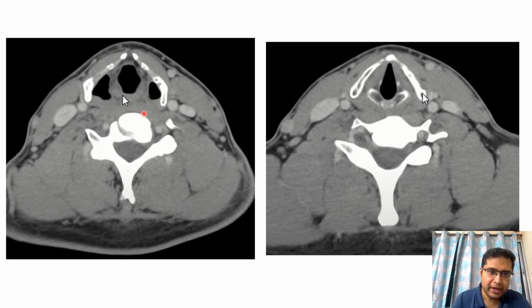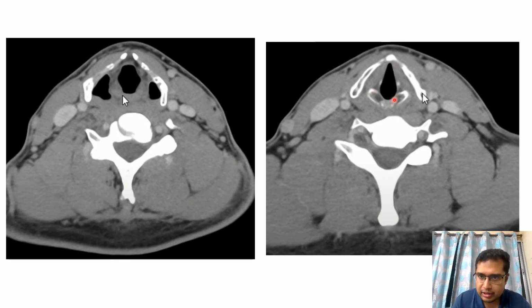So these are a pair of false cords and these are a pair of true cords. How do you differentiate between the two? The false cords are above the true cords and they are separated from each other by a space called the ventricle. So at the true cord level, the landmark that has to be remembered here is the cricoarytenoid joint.